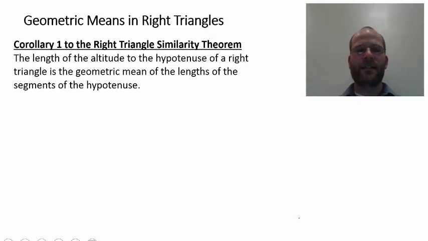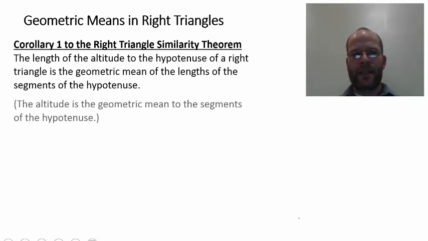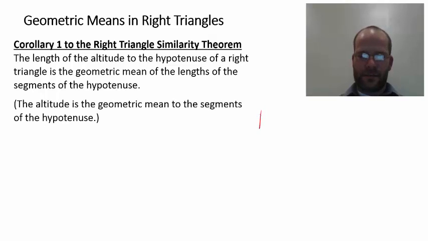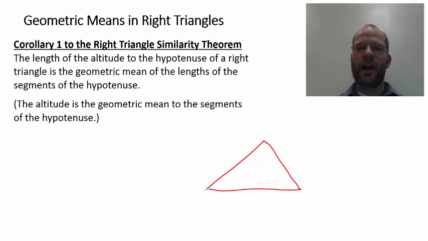Corollary 1 says, the length of the altitude to the hypotenuse of a right triangle is the geometric mean of the lengths of the segments of the hypotenuse. Here in the parenthetical, you can see it says the altitude is the geometric mean to the segments of the hypotenuse. What does that mean exactly? It means if we have a right triangle and we draw in the altitude, then this altitude is the geometric mean of these two segments here. We'll look at an example in just a minute.